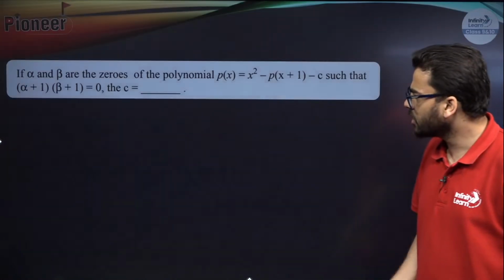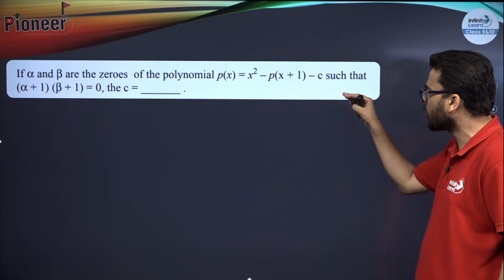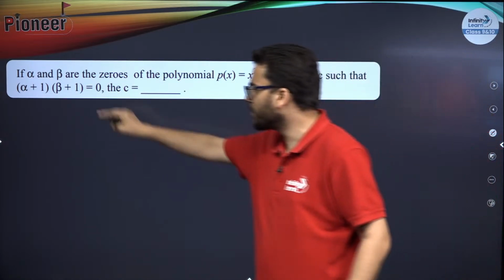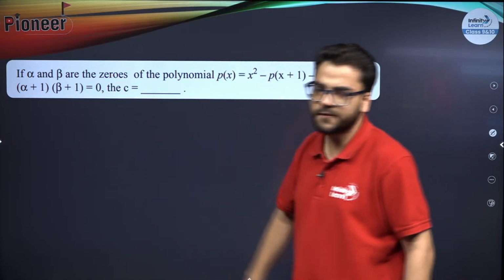Other questions also you can do. Can you try doing this one? If alpha and beta are the zeros of this polynomial such that alpha plus 1 into beta plus 1 is equal to 0, can you find the value of c?